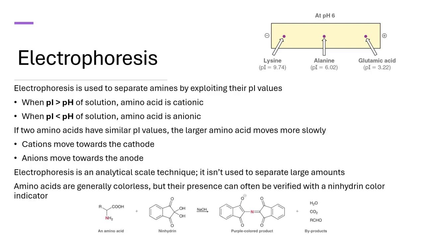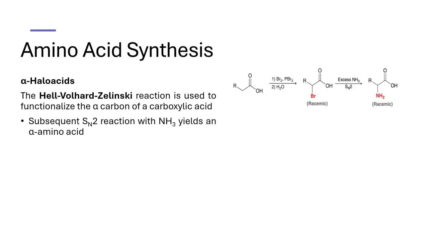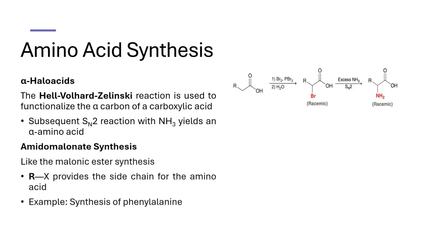Amino acid synthesis. Alpha haloacids. The Hell-Volhard-Zelinsky reaction is used to functionalize the alpha carbon of a carboxylic acid. Subsequent SN2 reaction with ammonia yields an alpha amino acid. Amidomalonate synthesis. Like the malonic ester synthesis, RX provides the side chain for the amino acid, and here's an example of the synthesis of phenylalanine.